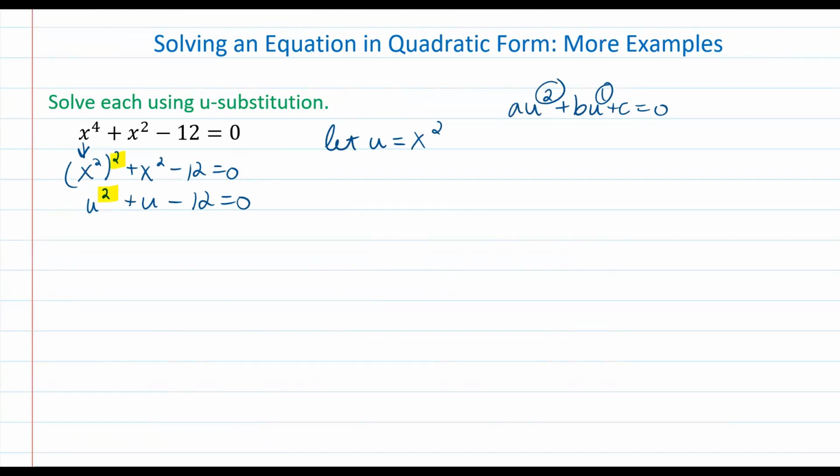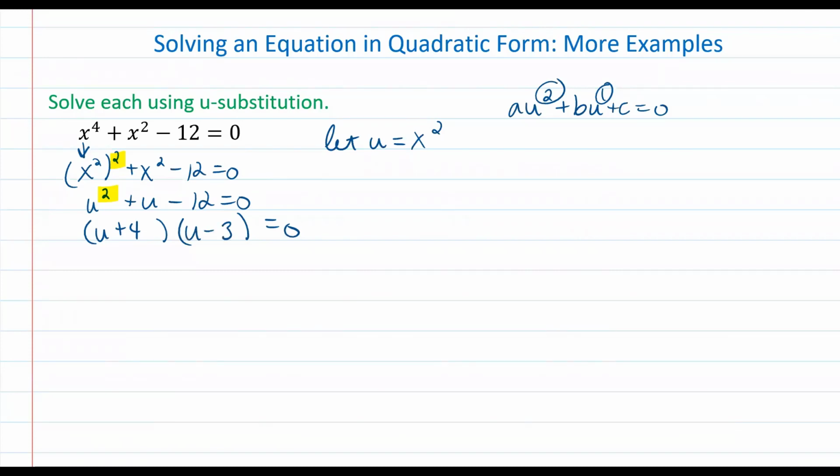So now I've got a quadratic equation, which I can now use my strategies to solve, like factoring, like the quadratic formula, and also completing the square. I choose to factor this. There's two factors. One of the factors is u plus 4, and the other factor is u minus 3.